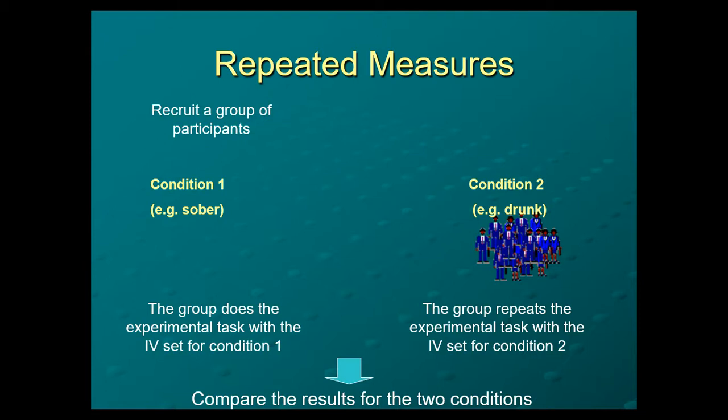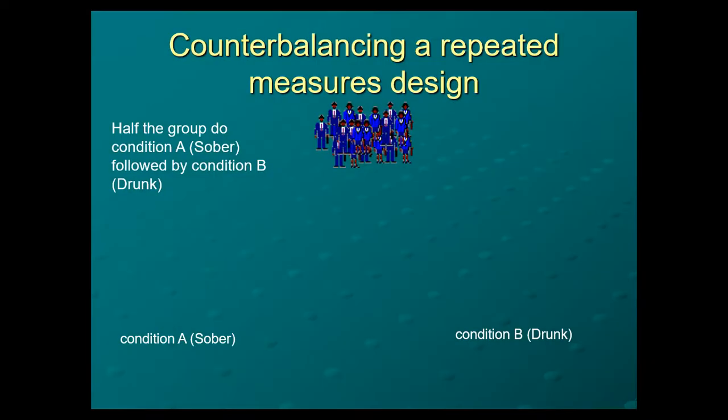So in a repeated measures design, you've got the same group of participants that take part in all the conditions of the independent variable. With the repeated measures design, what you have to do is to use what we call counterbalancing. And this is to reduce order effects. So you can get order effects like practice and boredom. And what counterbalancing does is it tries to reduce these effects in a repeated measures design.